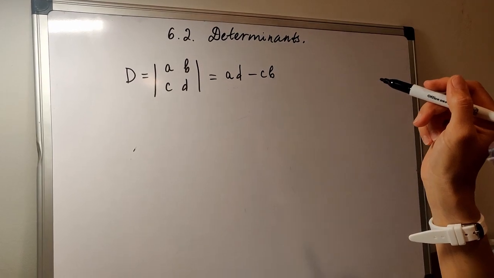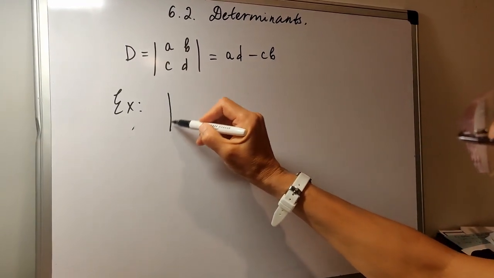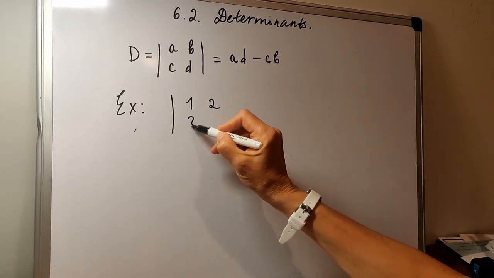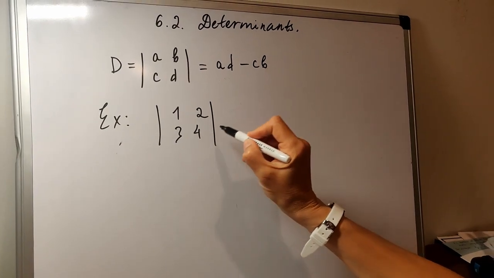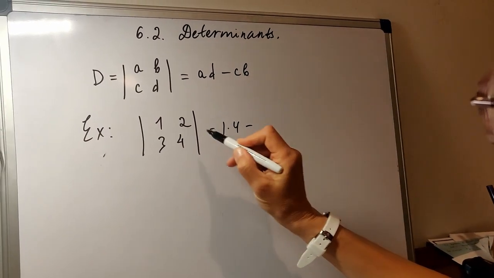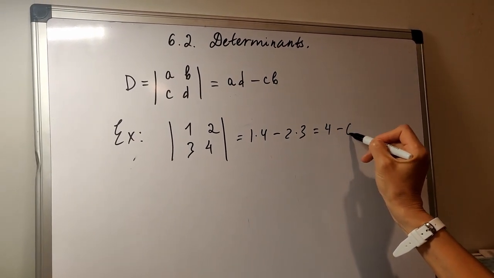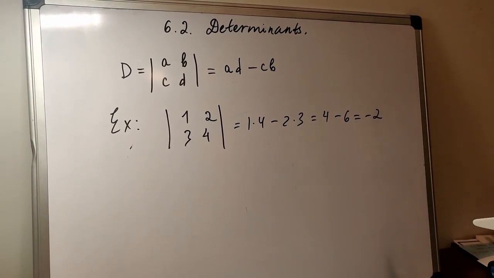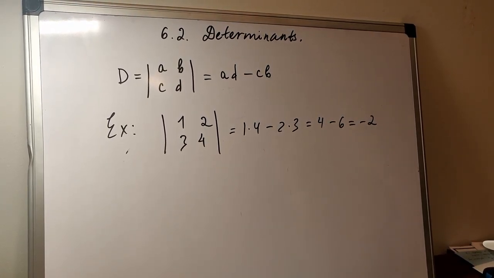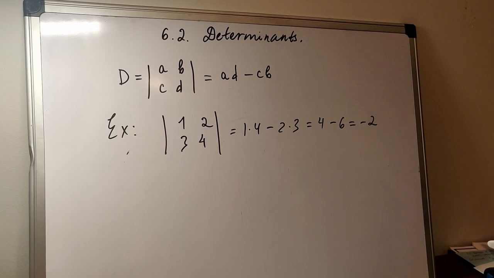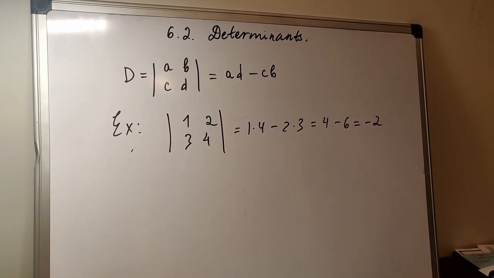Okay, let's calculate the determinant of something. Example. Let's calculate the determinant of the matrix 1, 2, 3, 4. Well, remember, by the formula, we multiply 1 by 4 and subtract 2 by 3. 1 by 4 is 4, 2 by 3 is 6, and the determinant is equal to negative 2. Is it? Let me double check it. 1 by 4, 2 by 3. Okay.